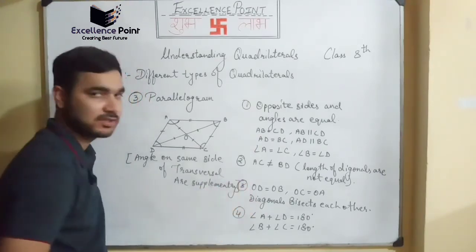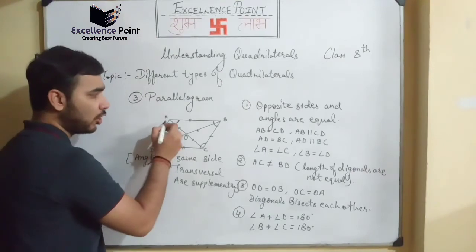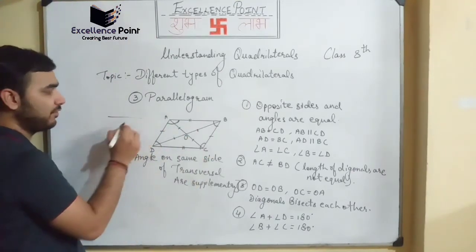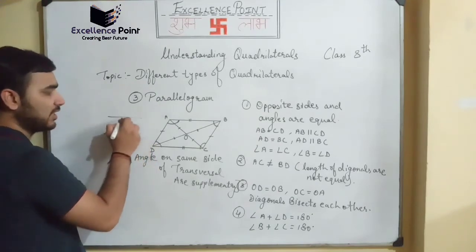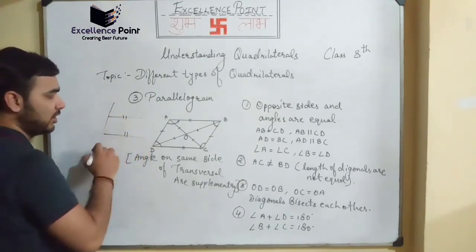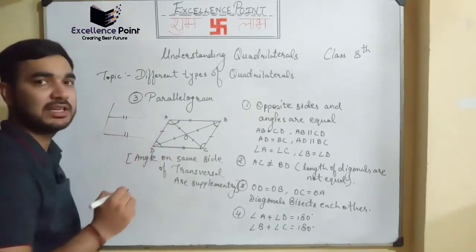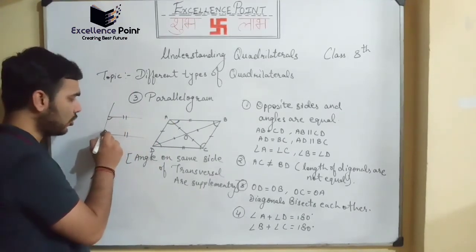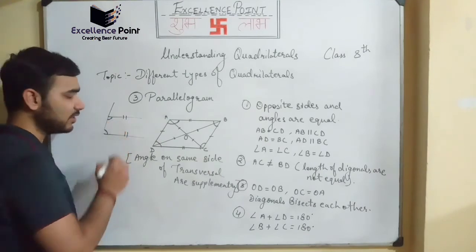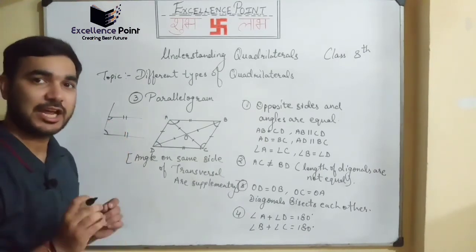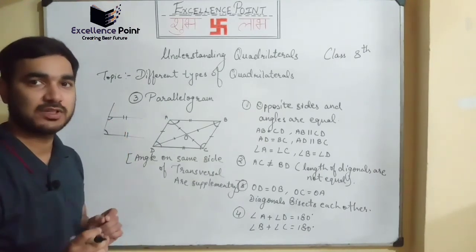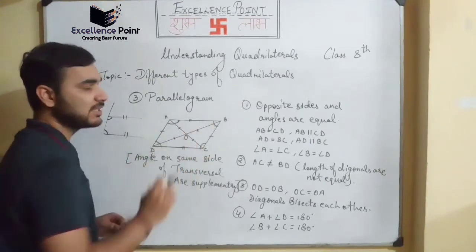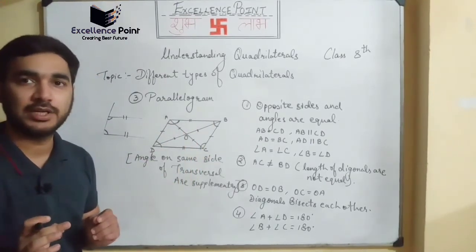Why are we saying this? Because AB is parallel to CD. So if we draw these two lines which are parallel to each other, now AD is behaving like a transversal. So these two angles are on the same side of the transversal. So we can say that angles on the same side of a transversal are supplementary. Also, angle A plus angle B is equal to 180 degrees.